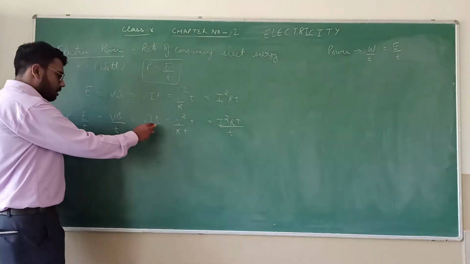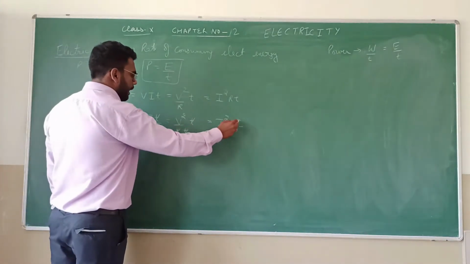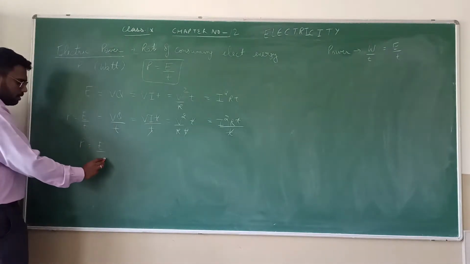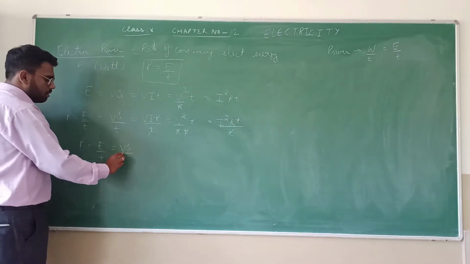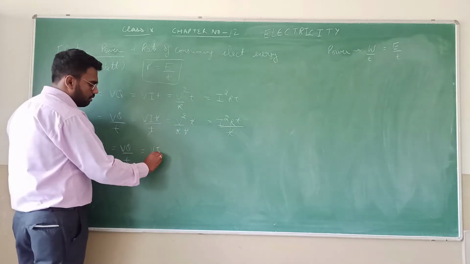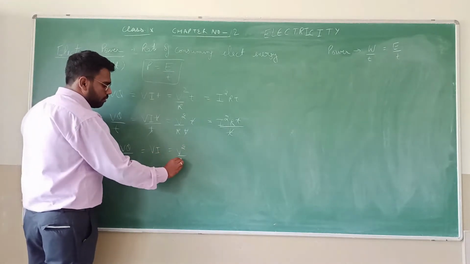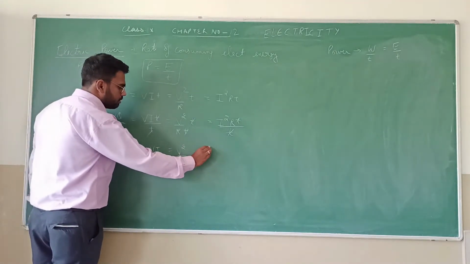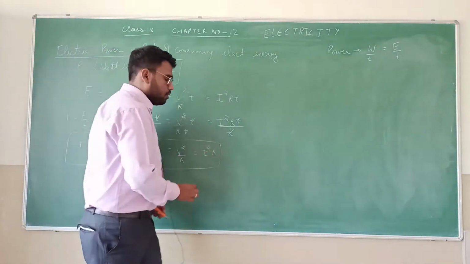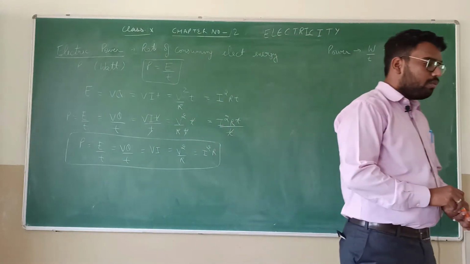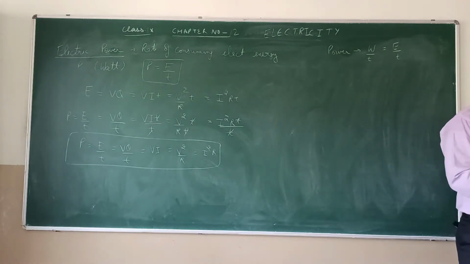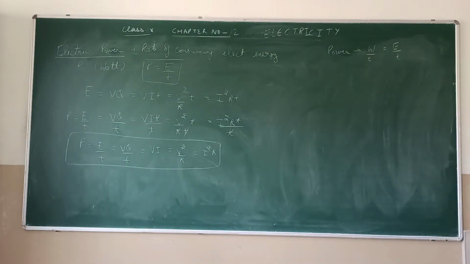We can see T will cancel T, and the new formulas for power will be energy upon time, or VQ upon time, or VI, V square by R, and I square R. These are the formulas for electric power. So what do you mean by power? The answer is the rate of consuming energy. Electric power means the rate of consuming electric energy.